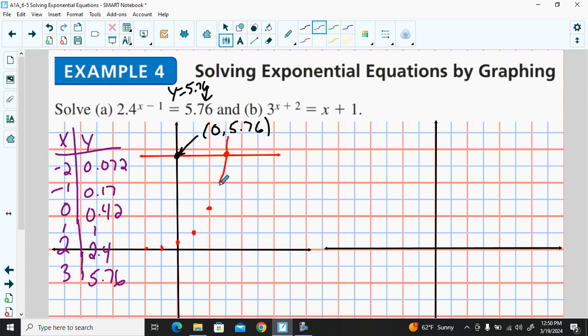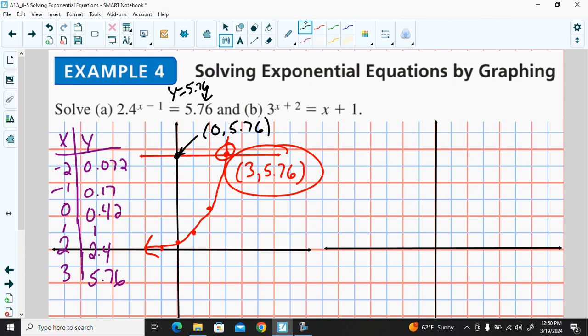So we see our solution here. Our solution is this point here, and that location is at 3 on the x-axis, 5.76 on the y-axis. So there's our solution for the first problem. We have one solution because there's one intersection point.